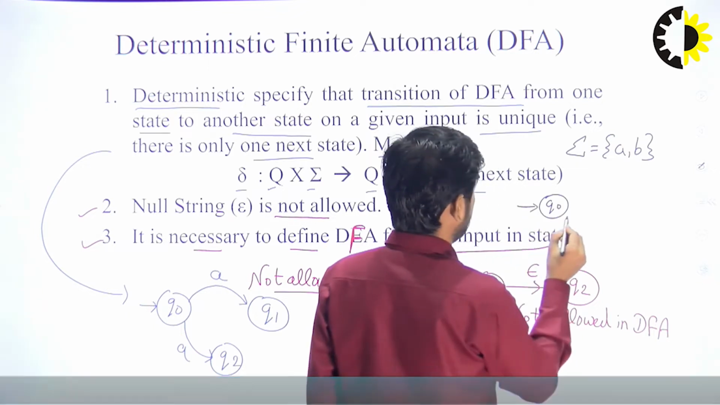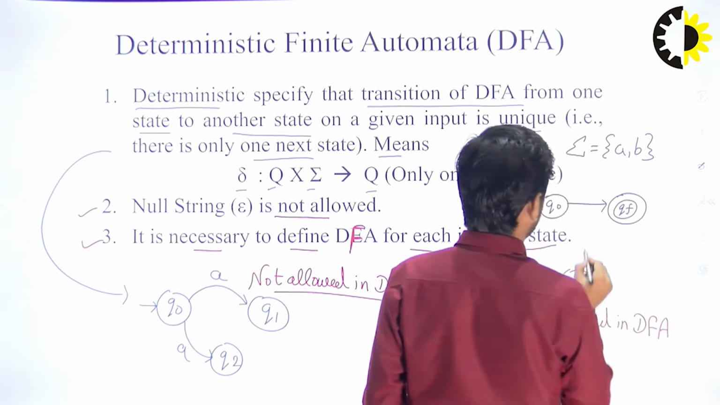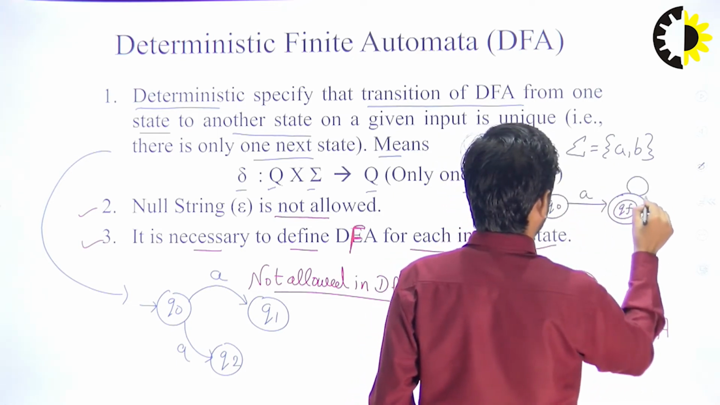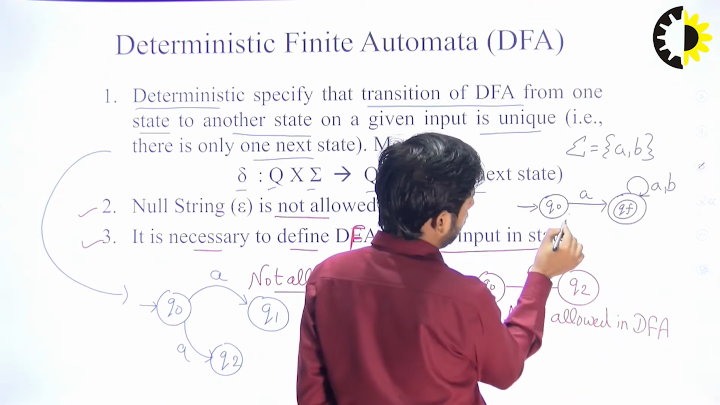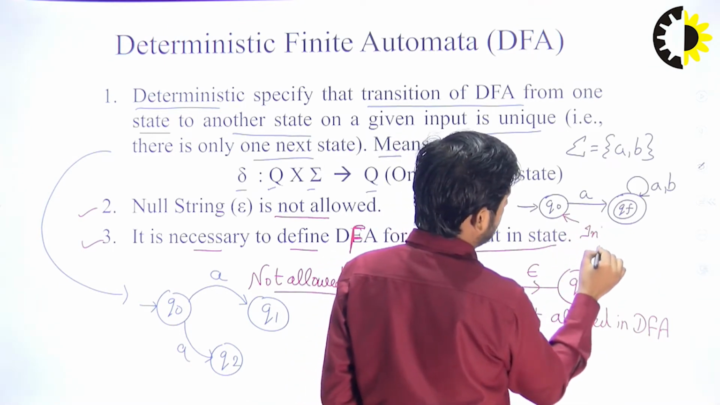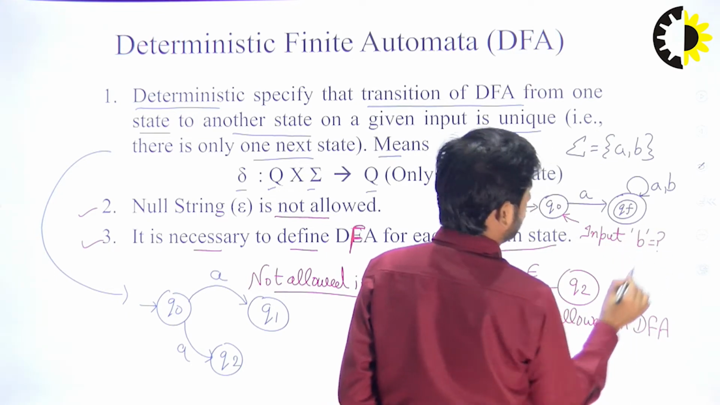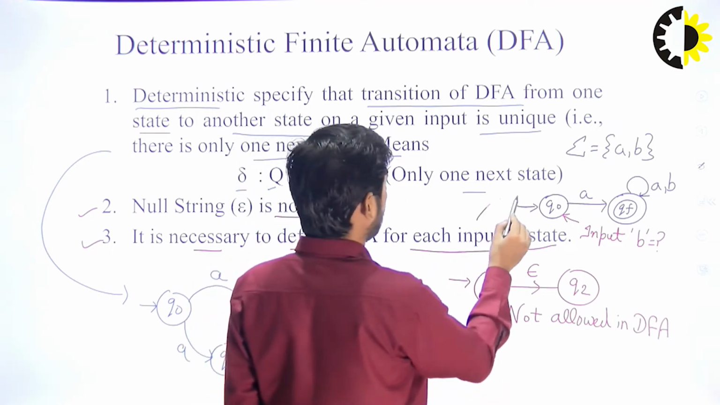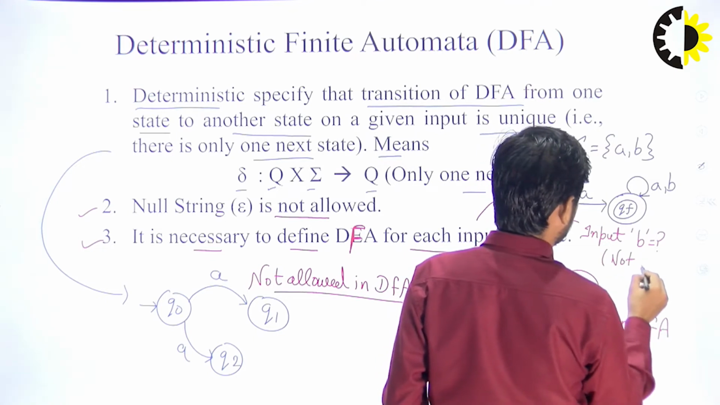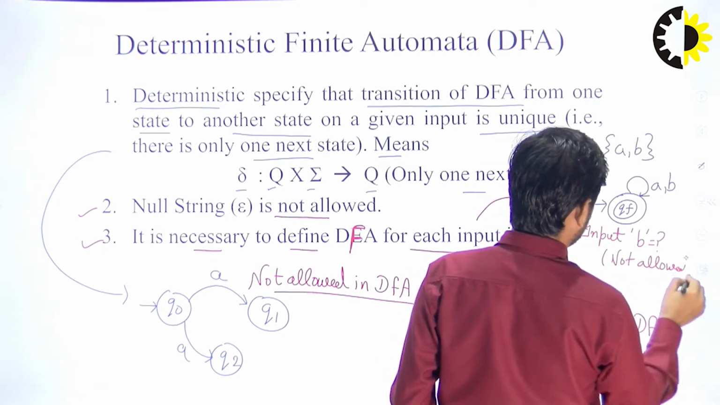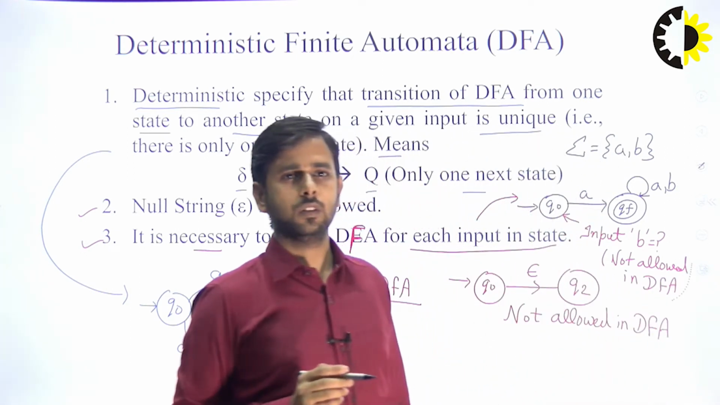There is a transition diagram for a DFA with a node Q0. We go to state QF on applying input A, and on input A and B we go to Q itself. Here input B is not defined. On input B, where will it go? This is not defined. So this is not allowed in DFA.